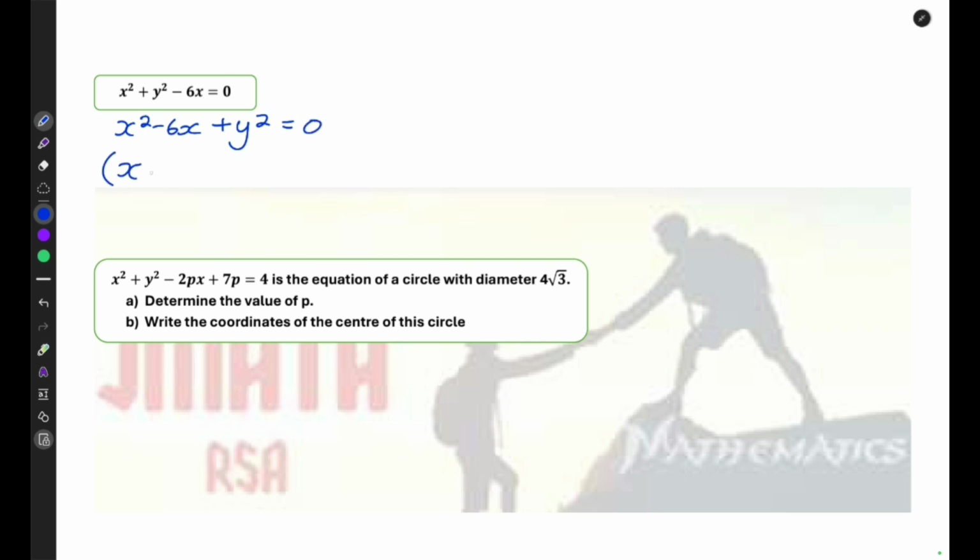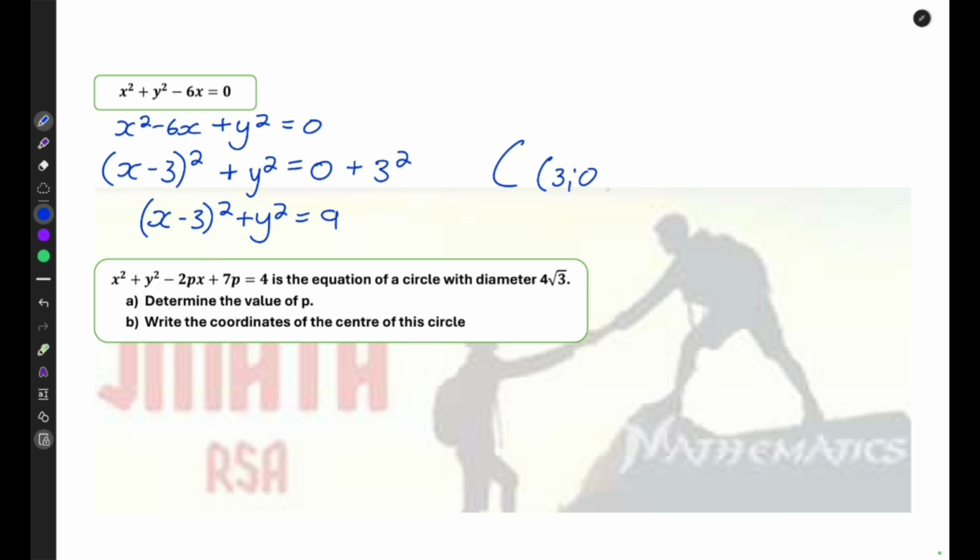The first bracket is going to be x minus 3 squared, and the next one, I can say y minus 0, but I can also just leave it as y squared. And then on the other side, I must just add 3 squared. So therefore, x minus 3 squared plus y squared is equal to 9, and therefore the center will be 3 and 0, whilst the radius is just 3. So sometimes it looks like half a formula, but you can still get all the info from there.